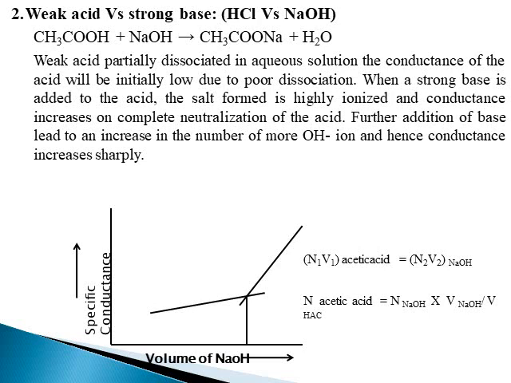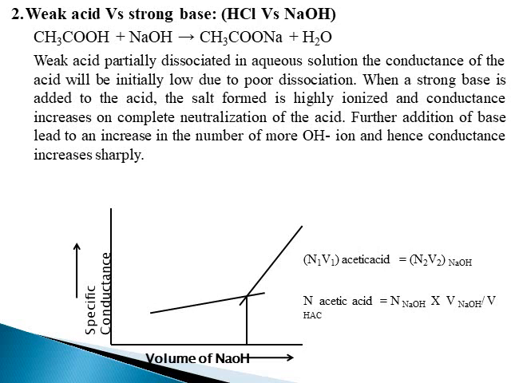So the calculation of the amount of acetic acid in this case: N1V1 of acetic acid is equal to N2V2 of NaOH. Normality of sodium hydroxide will be known. Volume of sodium hydroxide required you can calculate from the graph, and the volume of acetic acid pipetted out is known. Normality of acetic acid is calculated like this: N of acetic acid is equal to N of NaOH into V of NaOH divided by V of acetic acid.